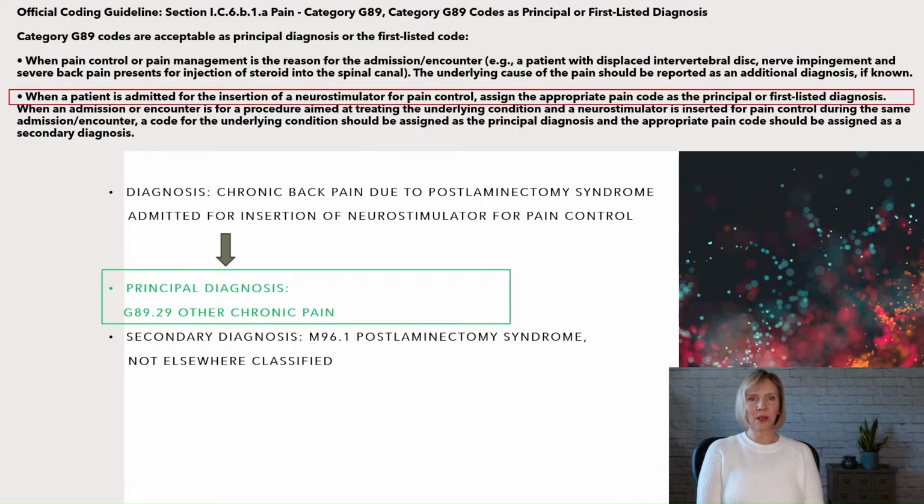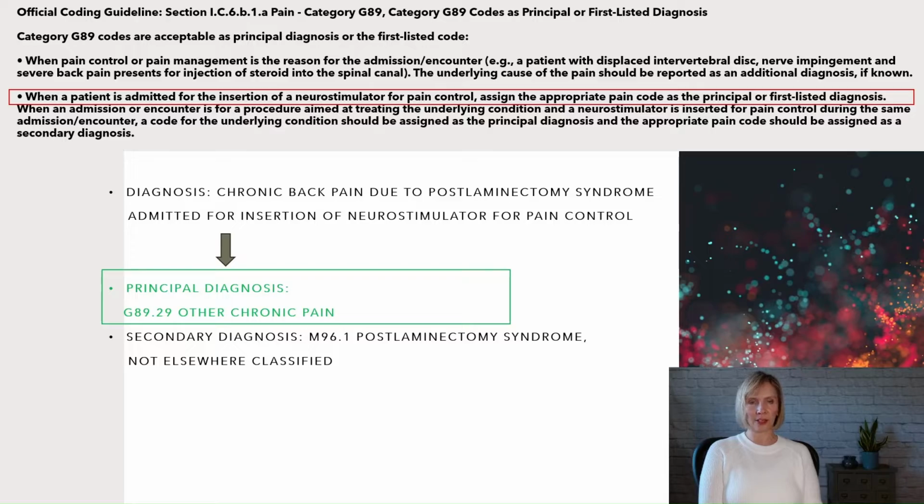Another example is when a patient is admitted for the sole purpose of having a neurostimulator inserted to manage their pain, in which case the appropriate pain code from category G89 should be assigned as the principal diagnosis. The underlying condition that is causing the pain may be assigned as a secondary diagnosis. For example, this patient with chronic pain due to post-laminectomy syndrome is admitted for insertion of a neurostimulator. In this case, the principal diagnosis is the chronic pain, followed by the code for the underlying cause, post-laminectomy syndrome, as a secondary diagnosis.